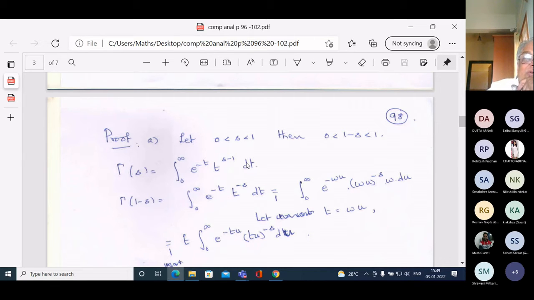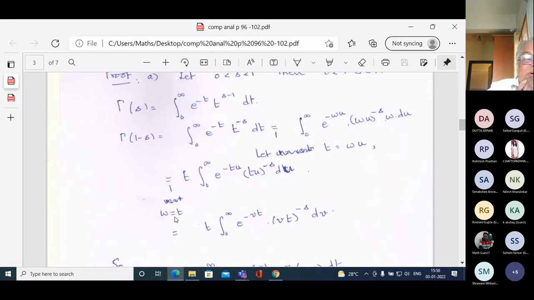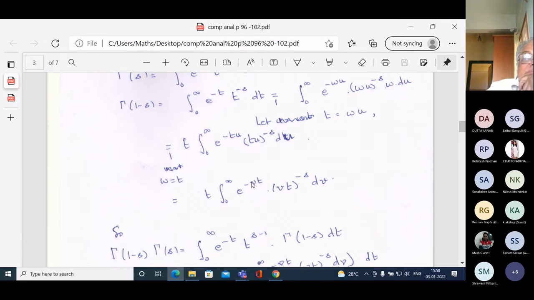And 1 minus S is also less than 1, and positive. So gamma 1 minus S is, you replace S by 1 minus S, and the figure t to the minus S. And then you do this change of variables. Let t equal to w times u. Do the change of variables, and then you put w equal to t. So by a change of variables, you know that this quantity is this quantity. And notice that I'm going to put t times e to the nu t. This is just a change of variables.